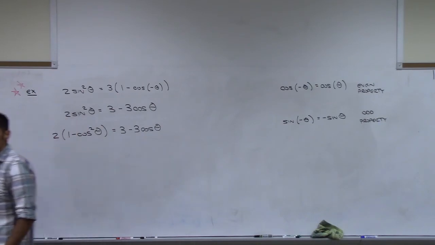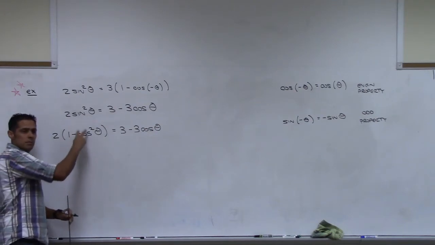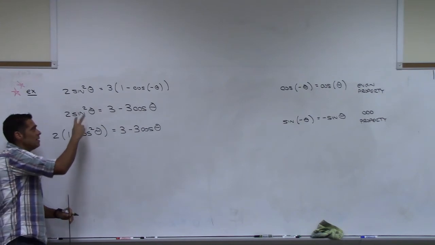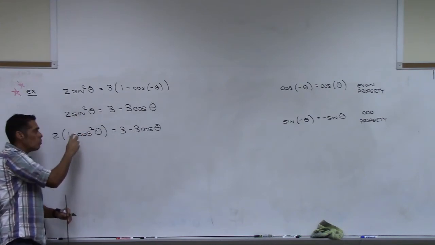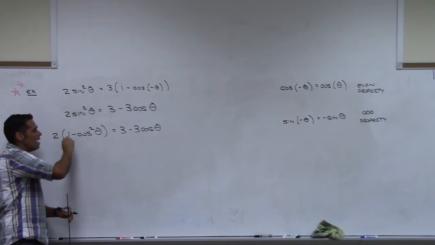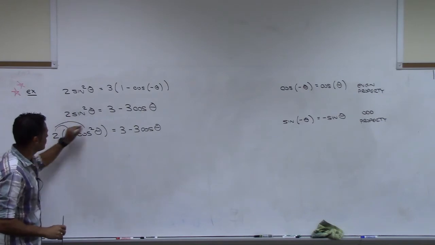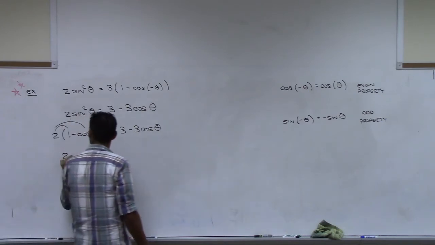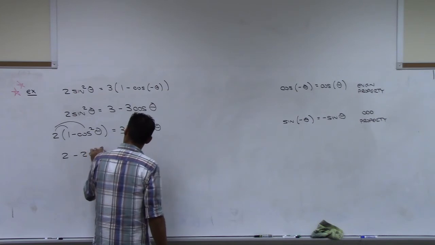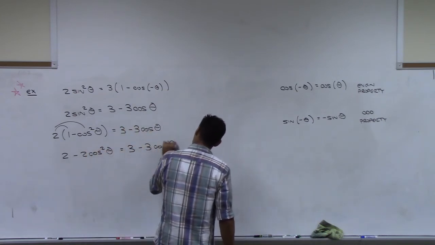What would be the value of me doing that right there? We would get all cosines instead of sines. So what did I do to go from here to here? The Pythagorean identity. I need to remember that sine squared theta is equal to 1 minus cosine squared theta. So now at this point, I have cosines everywhere. Let's pass the 2 through. 2 minus 2 cosine squared theta equals 3 minus 3 cosine theta.